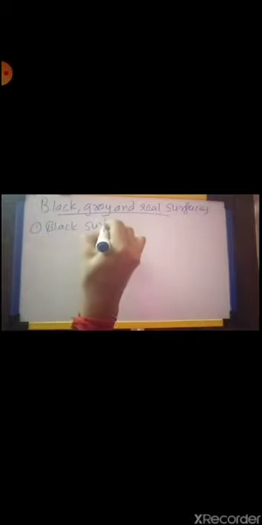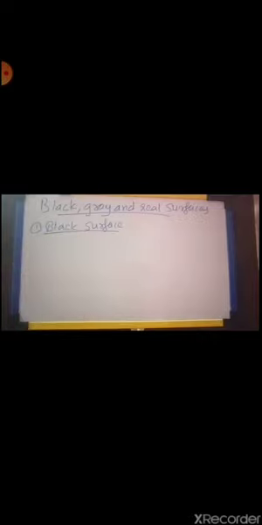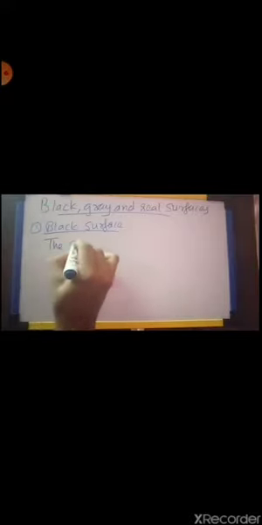Next topic is black, gray and real surfaces. Okay, first of all, black surface. A black surface is a surface that absorbs all the radiation falling on it.